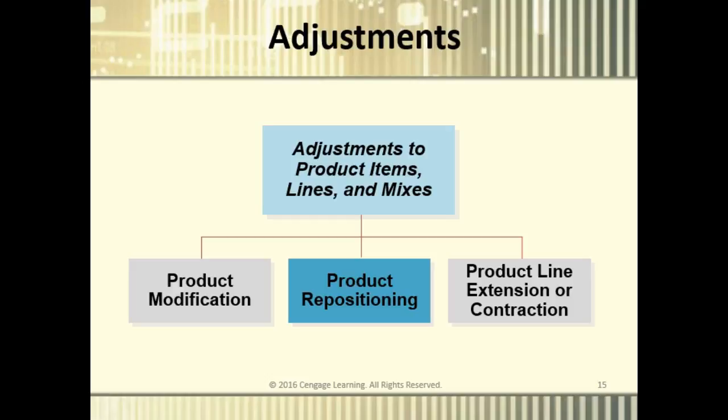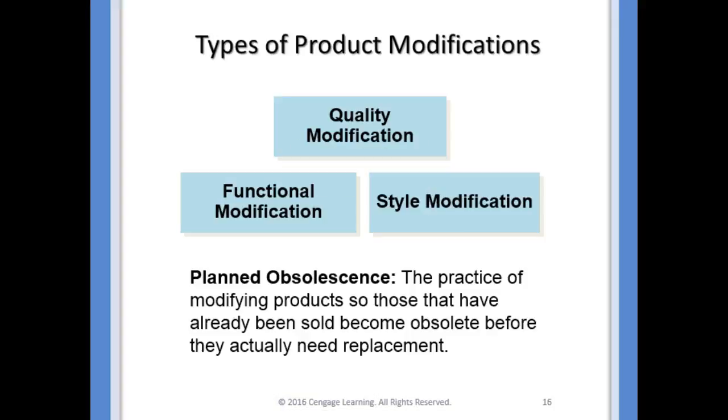All right, types of adjustments. I would be aware of the 3 different strategies for making adjustments: product modification, product repositioning, and product line extension or contraction. All right, and know those, be able to explain those as well. Next slide is talking about product modifications, different types of them. Different types of product modifications are quality, functional, and style. Okay, quality, functional, and style.